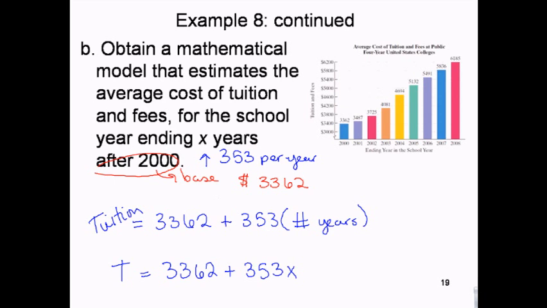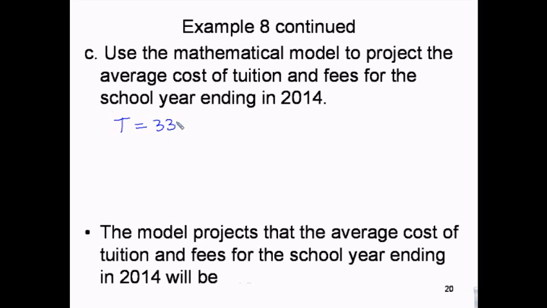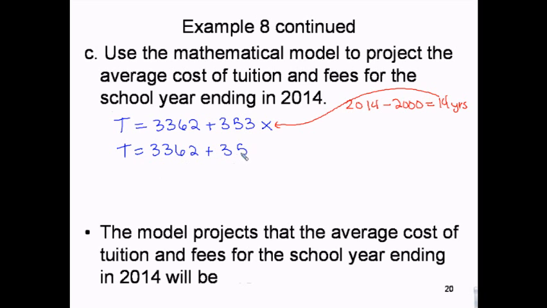So let's look at 2014. Okay. So our formula, X. And we start from 2000. So if we're in 2014, it's been how many years? 14 years. Yeah. So 2014 minus 2000 is 14 years. So that's what number I'm going to plug in for X. Okay, so it'll be 353 times 14, which is 4942, because you don't have that memorized. So in 2014, the average yearly cost for college should be, according to this model, $8,304 at a 4-year institution.